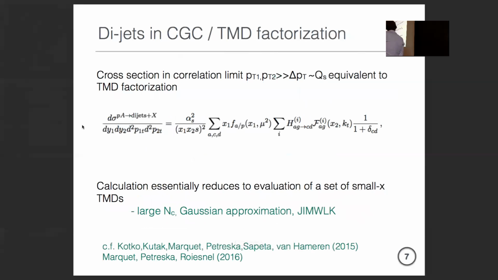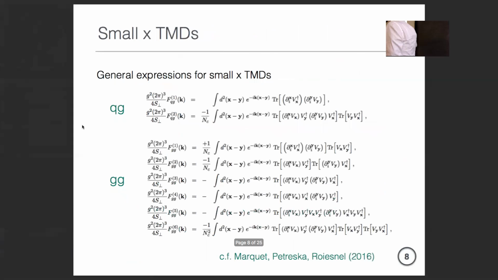So this is very nice to work with in phenomenology, because you need to know the kinematic factors, and it's just some simple expression like s over t or something like this. The only input that you need from small x physics is essentially what these small x TMDs are, and then you can go ahead and very quickly calculate a lot of stuff. So the only challenge is how to evaluate these TMDs, and typically what people have done so far is this in the Gaussian approximation at large N_c.